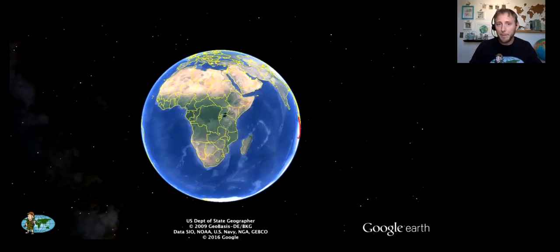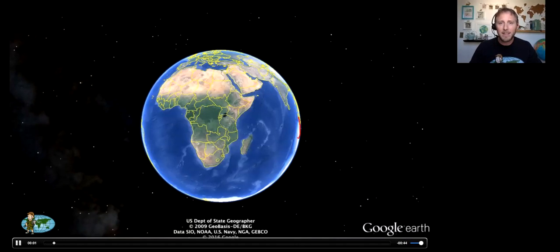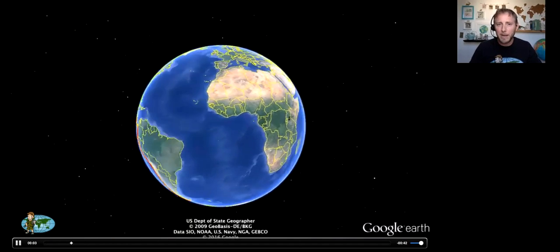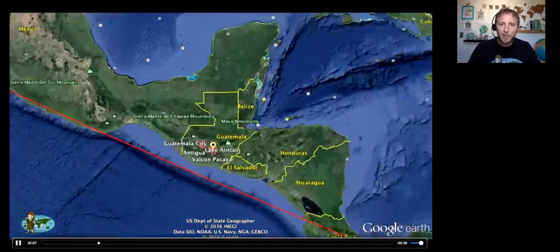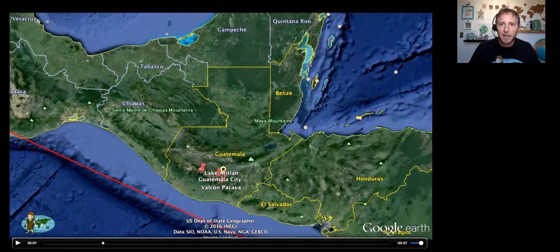If we look at our big blue ball we're sitting on right now, let's spin it around and check out Central America. Let's zoom in and pause it right there. This is Guatemala. If we look at the countries that border Guatemala, up top here is the country of Mexico. To the east, we have Belize in blue, Honduras in blue, and El Salvador in blue. But right there in the middle is the country of Guatemala.